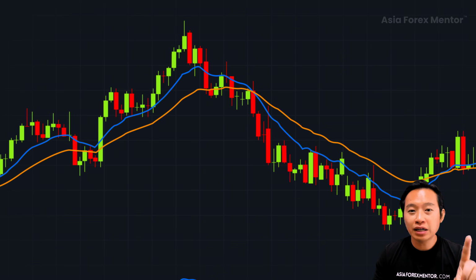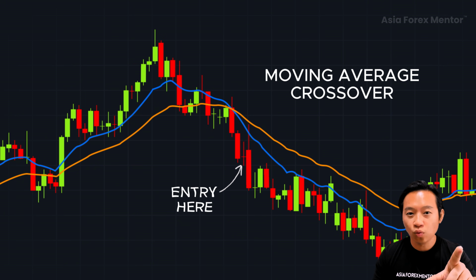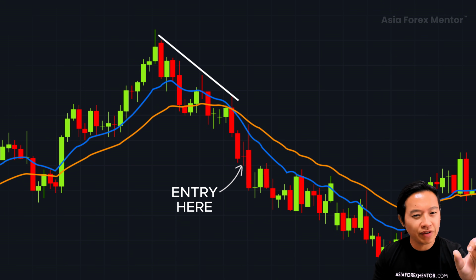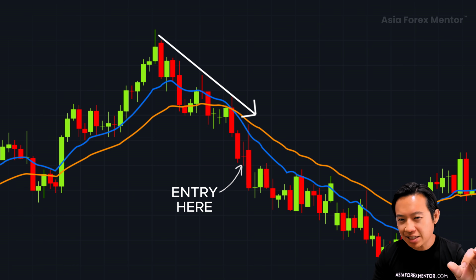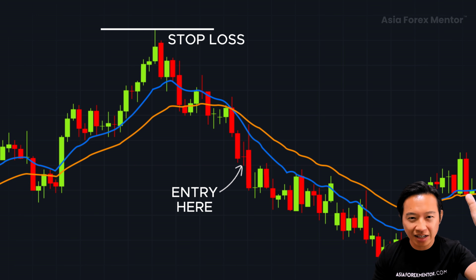The crossover for the moving average occurred here. So your entry would be on this candle. But as you can see, price has already moved for quite some distance before the crossover signal. So ideally, your stop loss would be like kind of this high, right? Which is a wide stop loss.